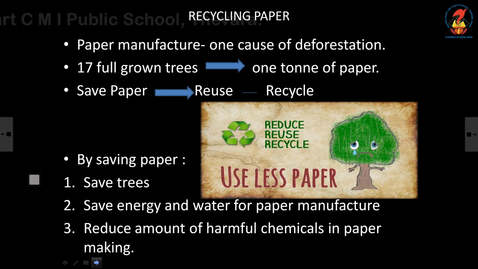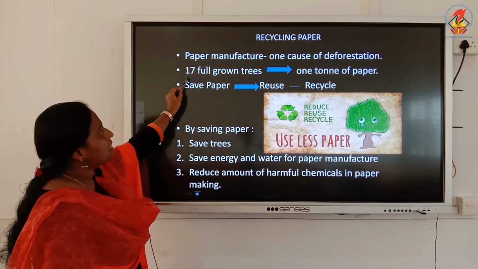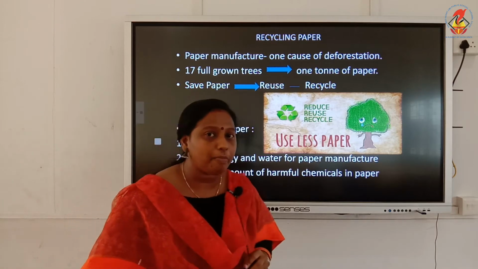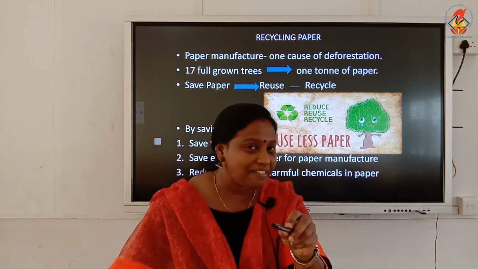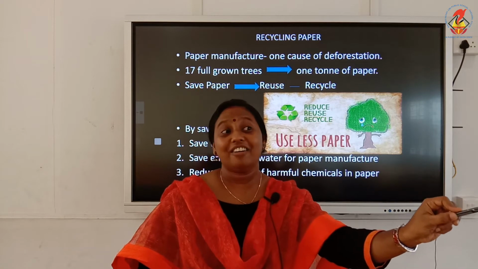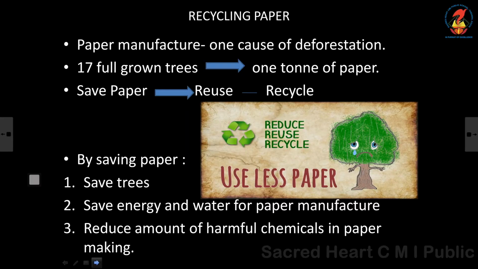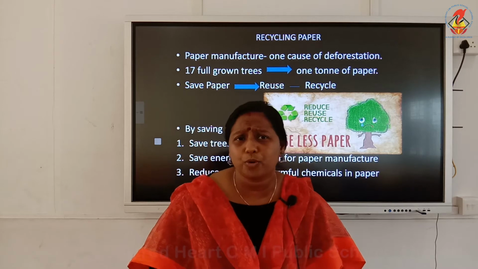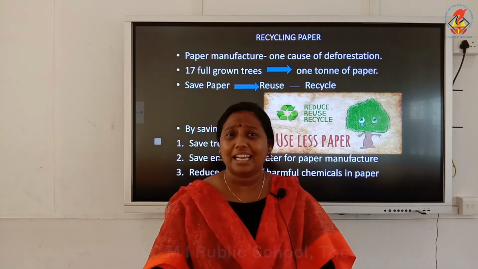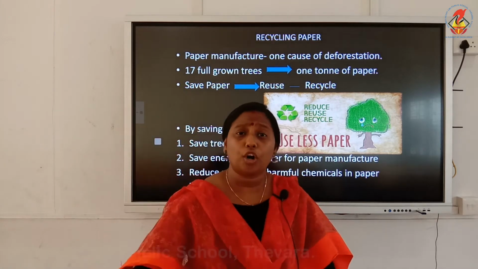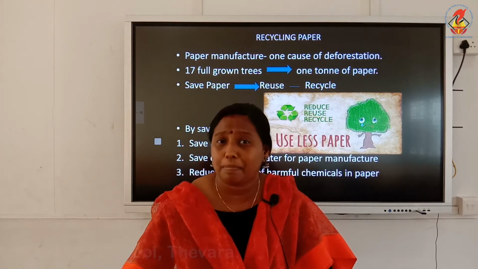These are the three things which you do by saving paper. What is number one? You save trees by saving paper because somewhere around 17 full grown trees are required for preparing 1 ton of paper. So when you are saving paper, you are indirectly or directly saving your trees. Then number 2, you save energy and water required for paper manufacture. This paper manufacture is not a very easy process. It needs lots of chemicals, lots of energy, lots of water, everything is required for the process of paper manufacture.